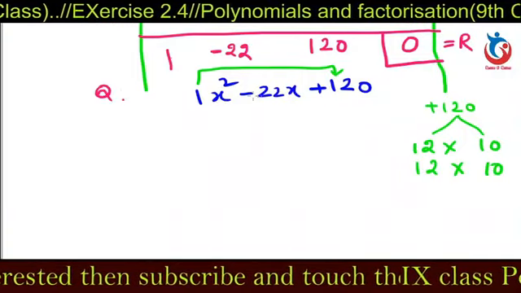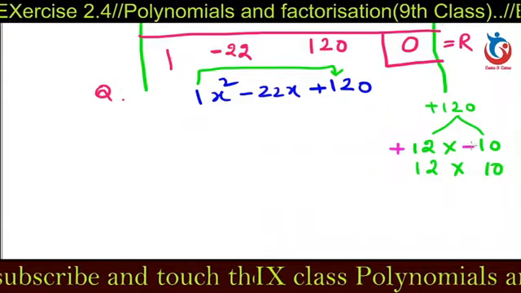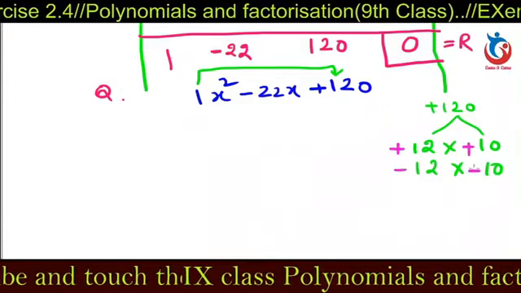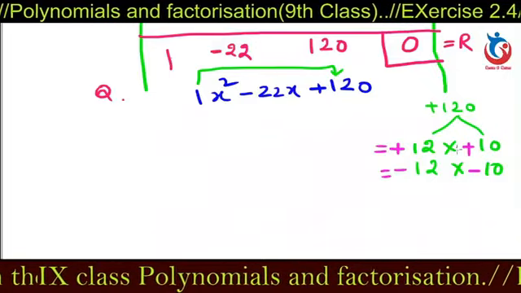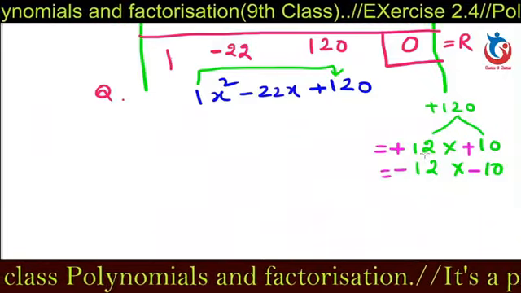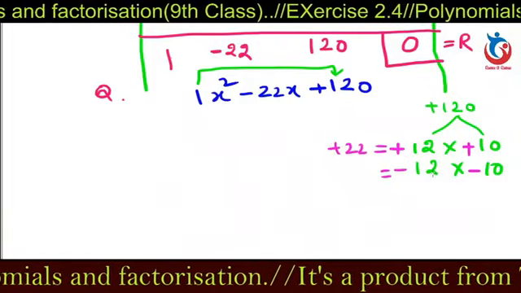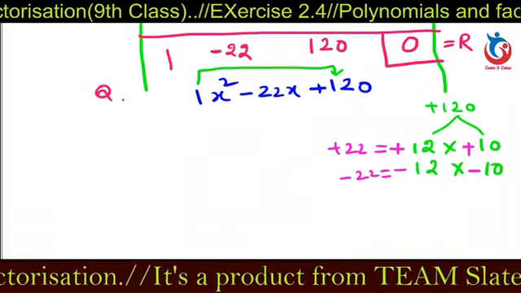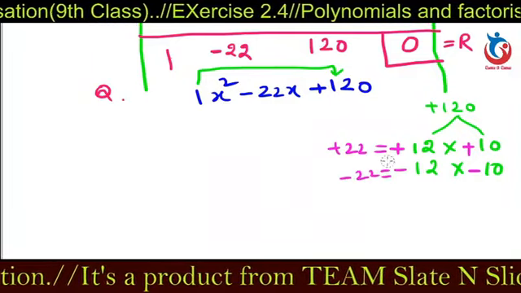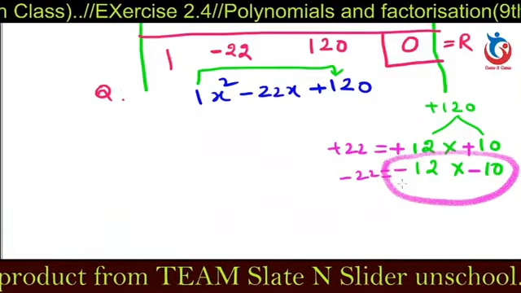So to get plus 120, what will I do? Plus 12 into plus 10, minus 12 into minus 10. So I will add these two: plus 12 plus 10, that is plus 22, and minus 12 minus 10, minus 22. Yes, we got the factors right. So these are the factors.